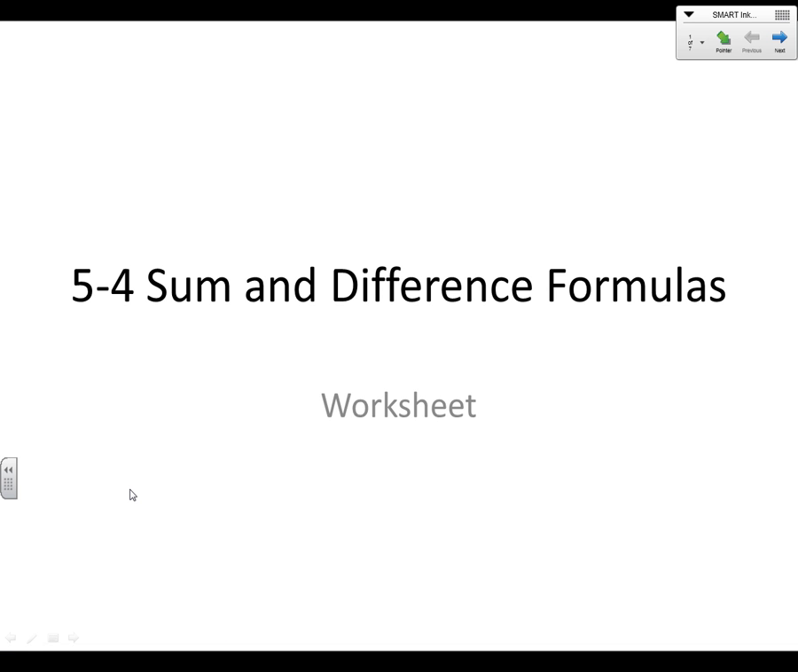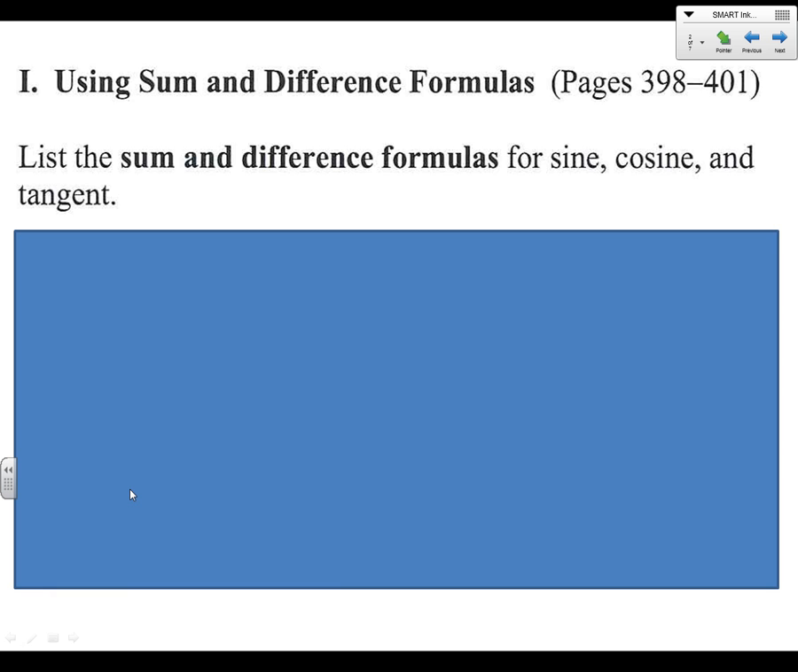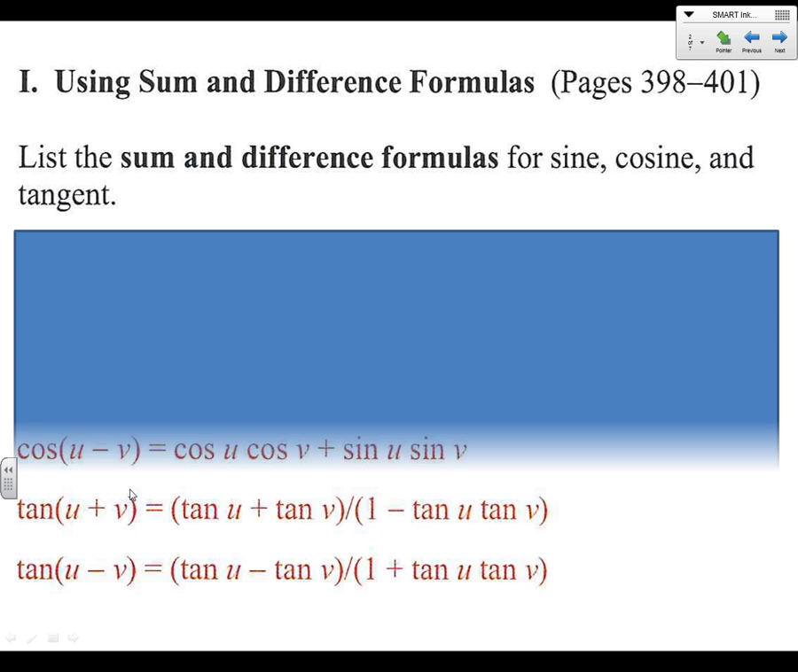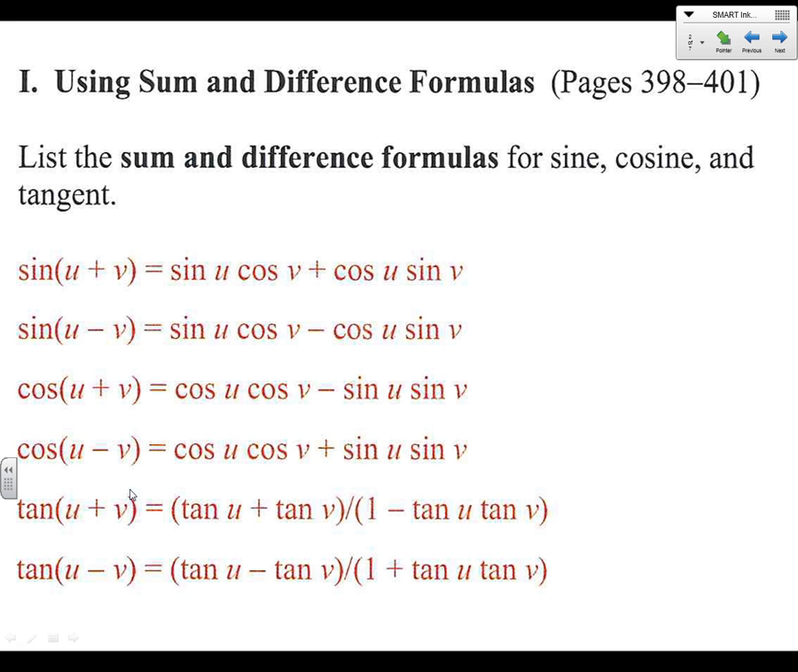All right, let's get started with 5-4's worksheet, sum and difference formulas. So we're going to add a few more formulas to our toolbox here. We've figured out what to do if we know the sine of 30 or 45 or 60. But what if we want to come up with a formula for an angle that's maybe 30 plus 45 or 60 plus 45? And so we've got these formulas here.